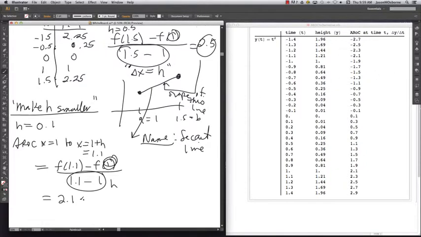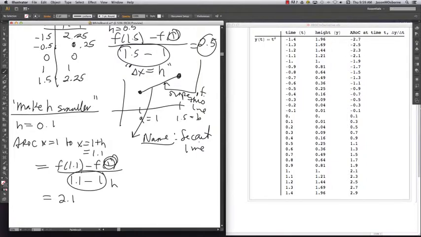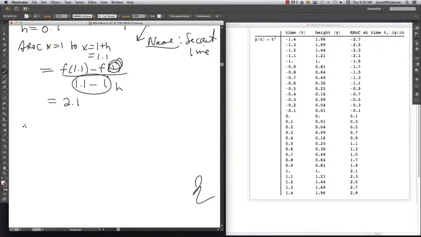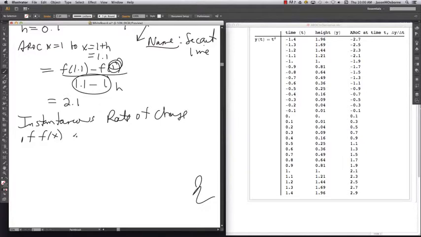The only thing that changed was the 1 plus h value. So this example should lead us to what we want to talk about, the instantaneous rate of change, the instantaneous rate of change of the function f of x at a given value of x is equal to a. This has a name, right?